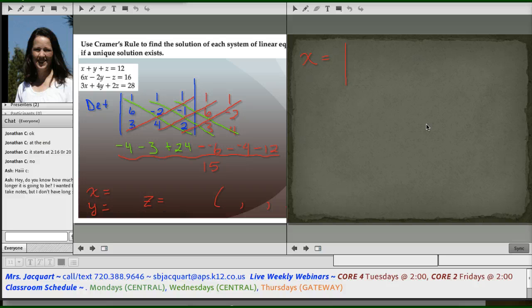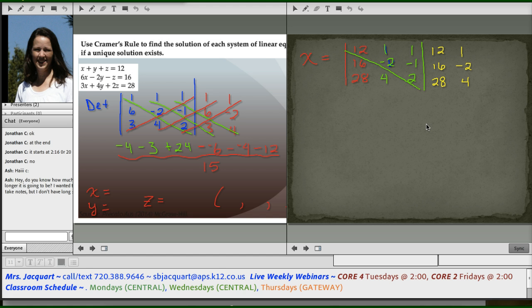We're going to replace the x column with the equals column, so that's going to be 12, 16, 28. And then the rest is going to be what was in there, so that's a 1, negative 2. Can you see that? I don't think you can see that. 4, and then 1, negative 1, 2. And then just to make my life easier, I'm going to go ahead and put the 12 again, 16, 28. And if I were you, I would use a calculator.